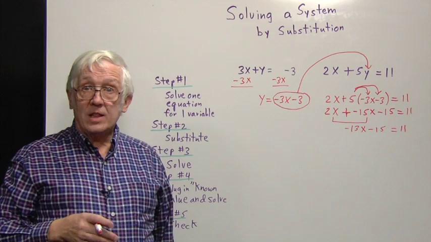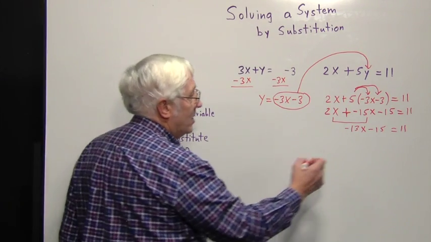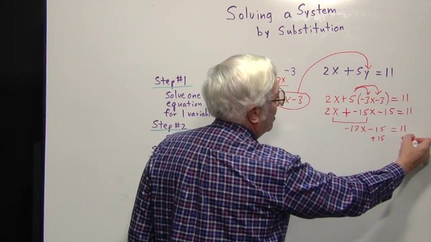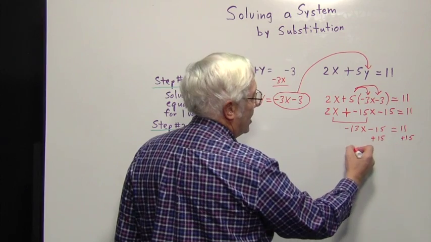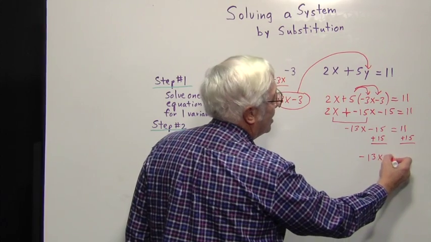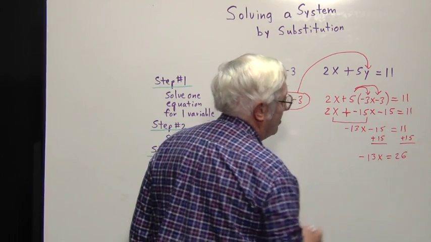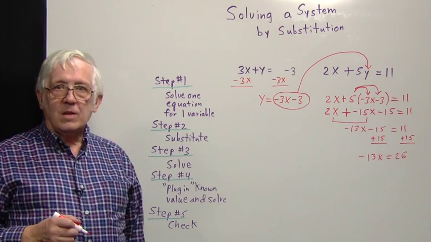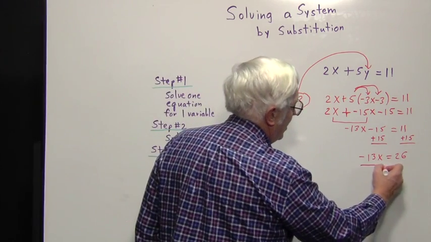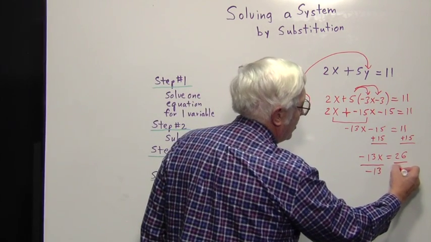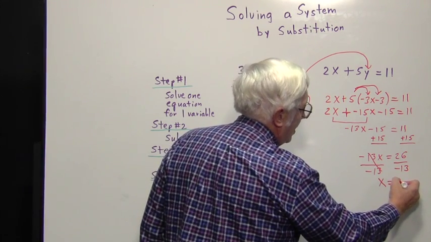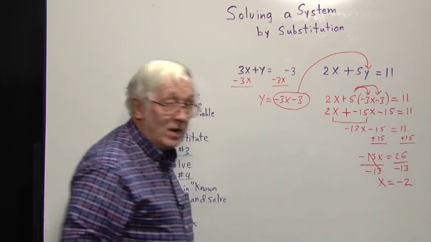We want to isolate the x on one side of the equation. So we're going to get the 15 on the other side of the equation by adding it to both sides of the equation. Okay, so we have negative 13x equals 26. 26 just happens to be a multiple of 13. So if we divide both sides by negative 13, we get x equals negative 2. We now know x.